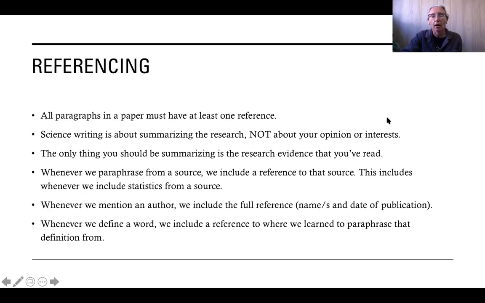So how do we do our referencing within our paper? Every single paragraph has to have at least one reference. And because science writing is about summarizing the research, not your opinion, the only thing we should be summarizing is the research or evidence that you have read. So whenever we paraphrase from a source, remember paraphrasing means summarizing in your own words what the authors wrote about. Now, keep in mind that taking a sentence from an author and changing two words to different words that you think are synonyms is not paraphrasing. It's still actually a form of plagiarism, okay?